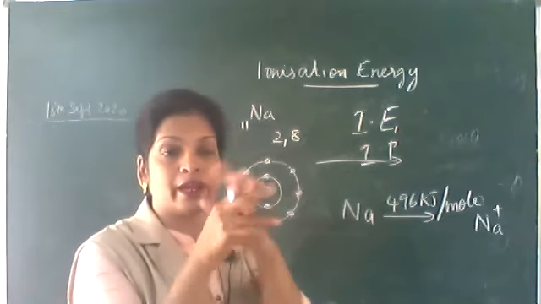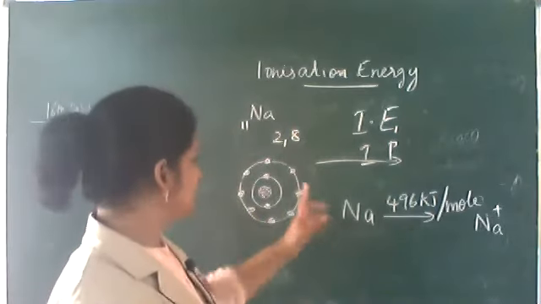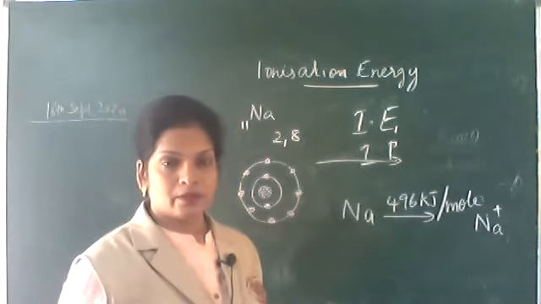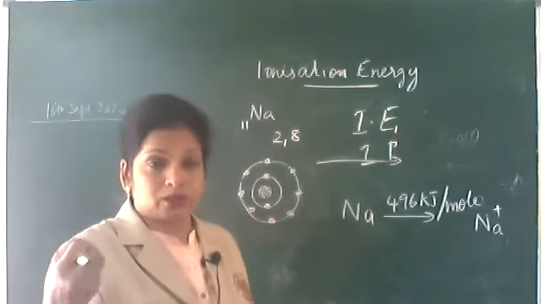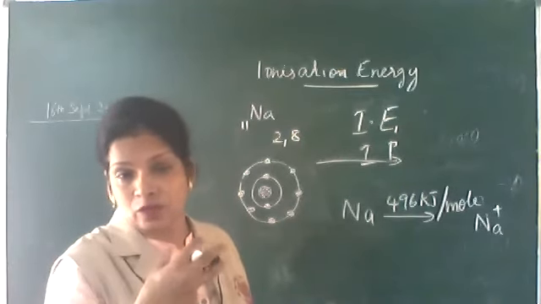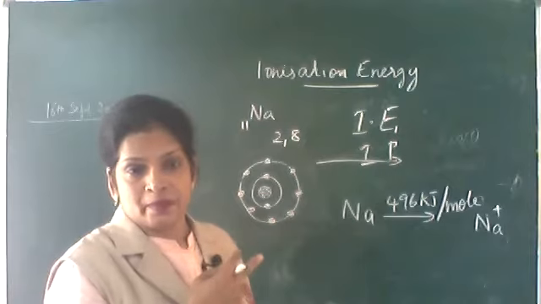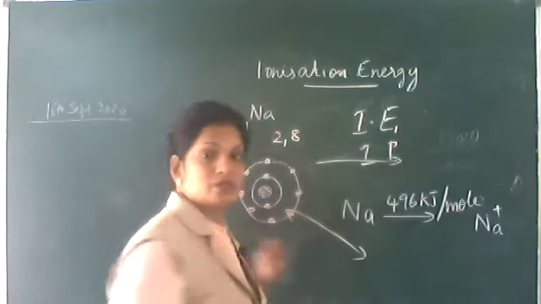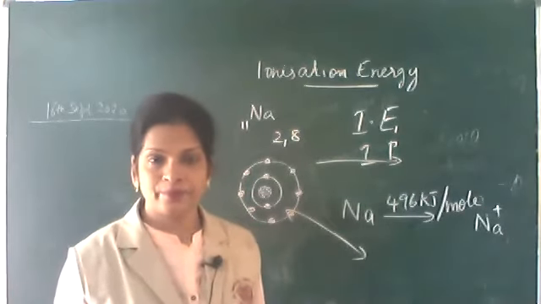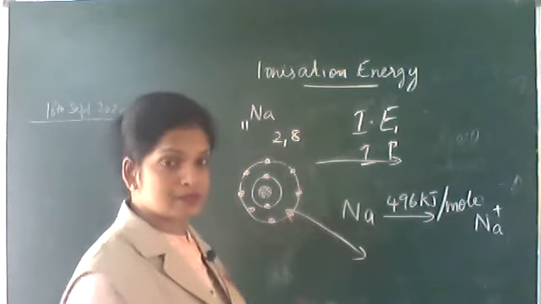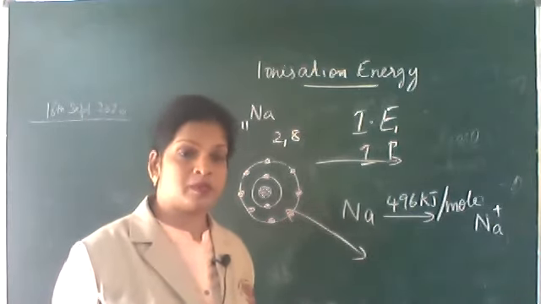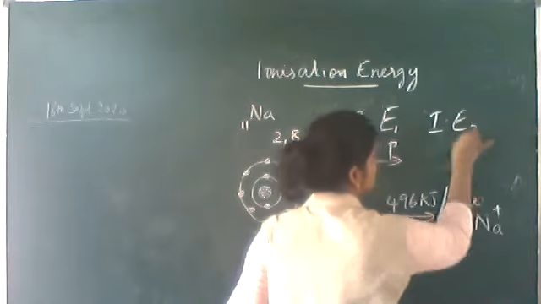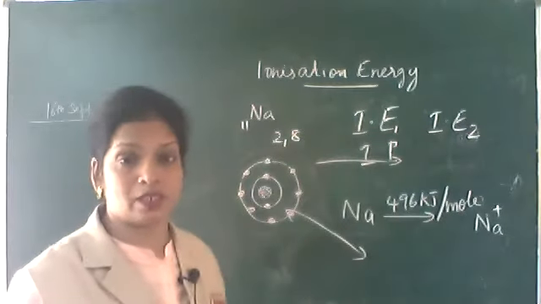If you want to remove the next loosely bound electron, means one from these 8, now we have to pull out one electron, and they are very much closer compared to the previous stage. Means you have to supply more amount of energy to pull out one electron. This is known as second ionization enthalpy, IE2. Second ionization enthalpy is greater than the first ionization enthalpy.